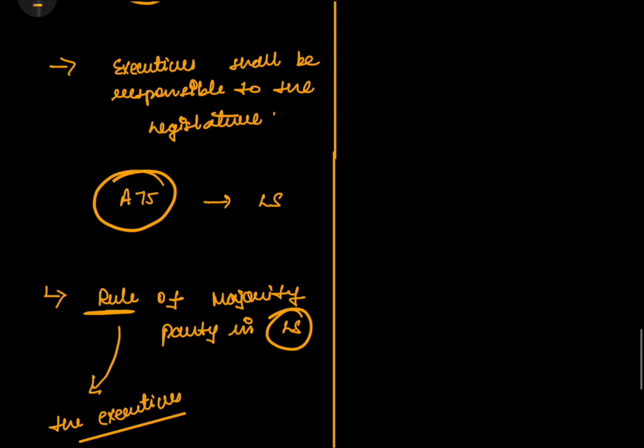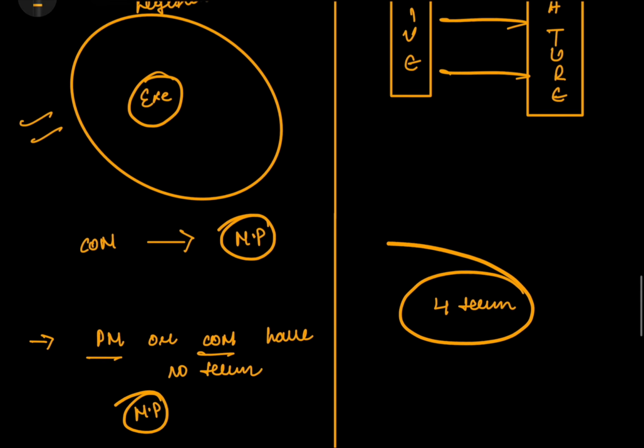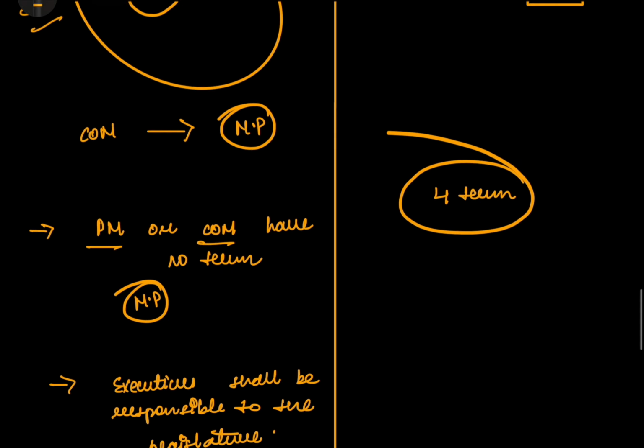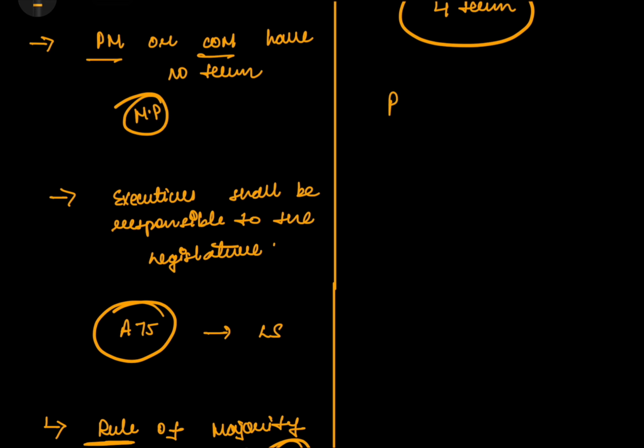Okay. And what about the presidential form of government? The president has an independent term as he is elected separately. Okay, write it down. President has independent term.